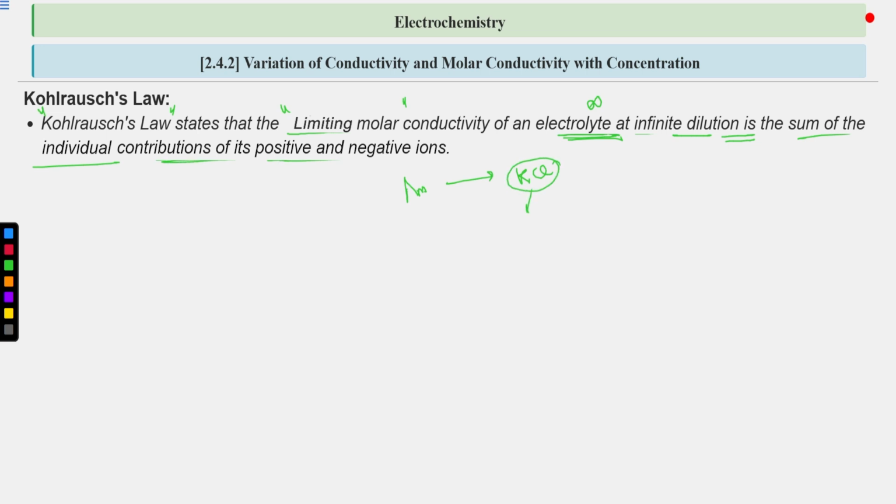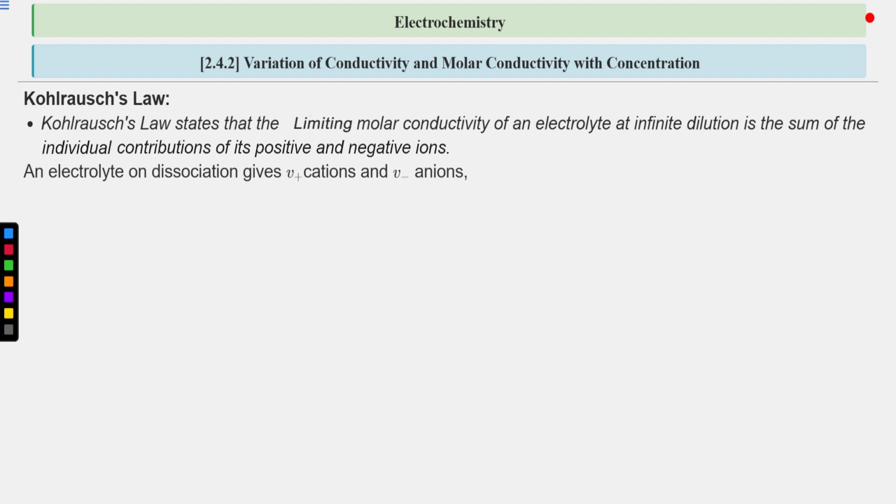For an electrolyte which contains both positive and negative ions, like K positive and Cl negative in the case of KCl, which is a strong electrolyte, the molar conductivity of the electrolyte KCl at infinite dilution is the sum of individual contributions from the positive and the negative ions of the electrolyte. This is what Kohlrausch law says. An electrolyte on dissociation gives V positive cations and V negative anions. So the limiting molar conductivity lambda naught m can be represented by V positive for the cation multiplied by lambda naught positive, plus V negative multiplied by lambda naught negative.